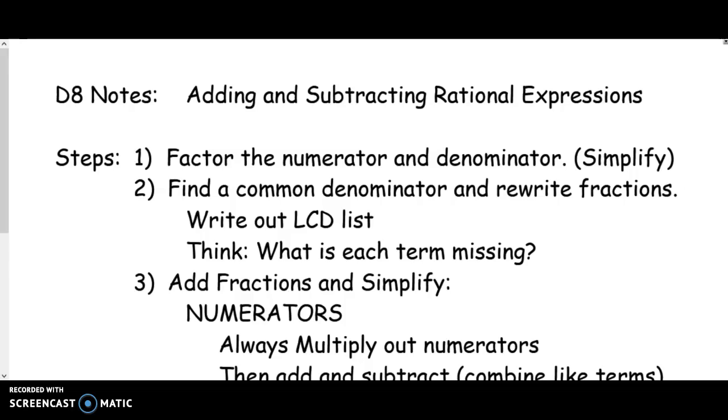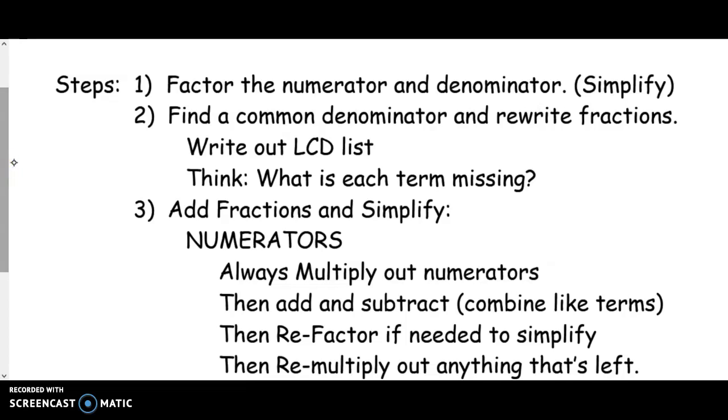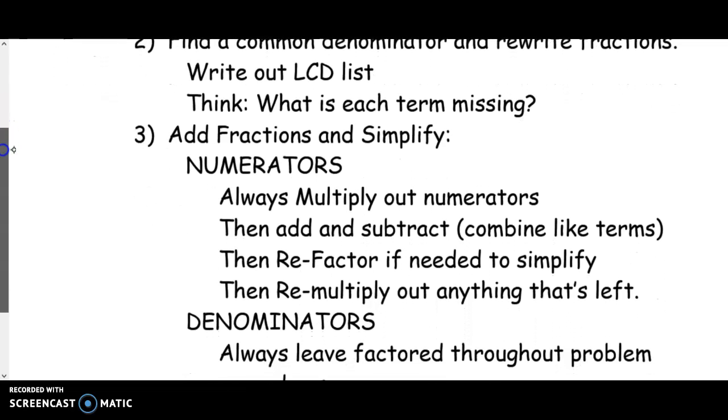All right, D8, adding and subtracting rational expressions. There's a list of some steps right there you can follow. Long story short, you need a common denominator. Once you have that common denominator, we can add or subtract your numerators, leaving your denominator there. And then simplify at the end, see if anything factors and cancels. So that's pretty much the gist of it.